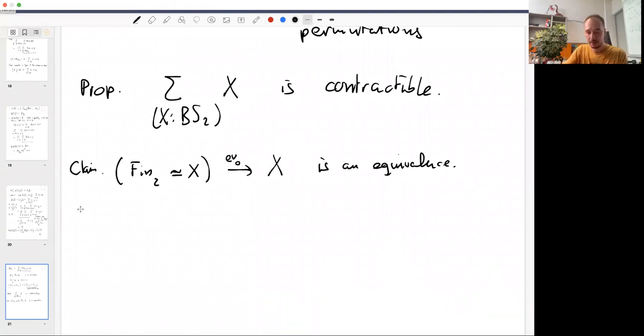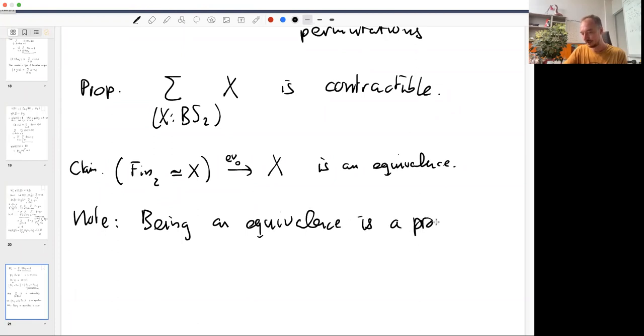But now, note something very important. Being an equivalence is a property. We made a big deal about it that being an equivalence should be a property, but we haven't used it so much, and here actually we are going to use that being an equivalence is a property to prove something, namely to prove this fact.